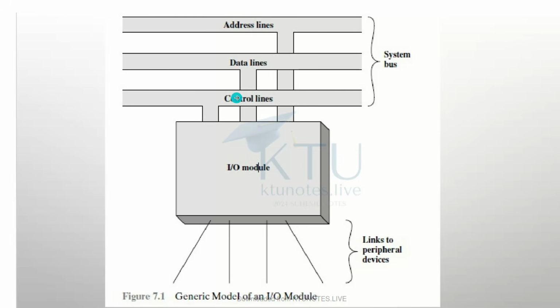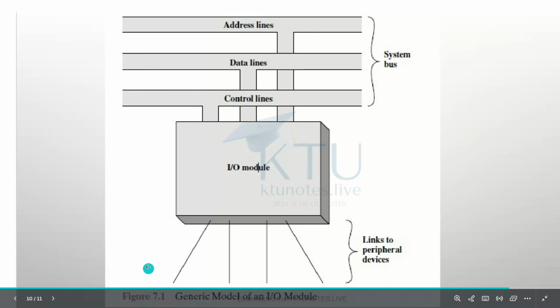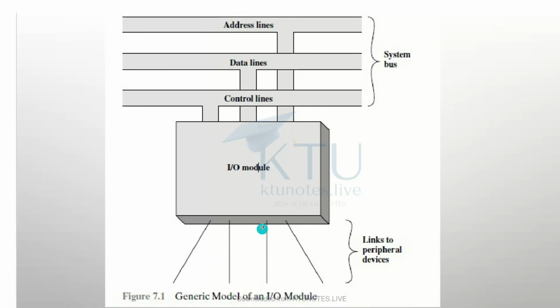System bus, we have address lines, data lines, and control lines. Through these system buses, whatever the data, address, or control signals coming from these peripheral devices can go to the computer system. So this is how the model of IO is, which is connected to a lot of peripheral devices. Then through the system bus, it connects to our computer system. There is a system bus which includes the address lines, data lines, and control lines to connect it with the computer system. Understood? So this is how the basic generic model of IO works.